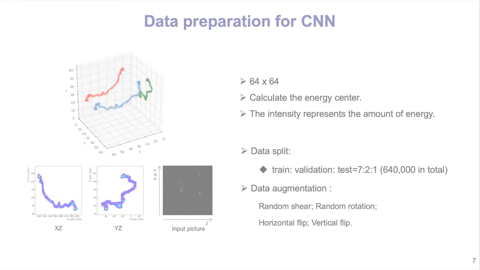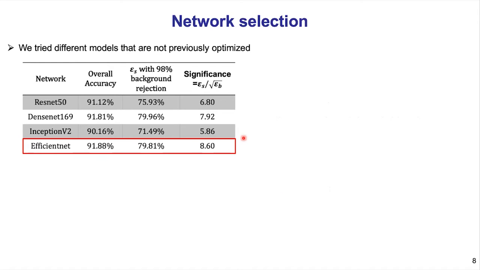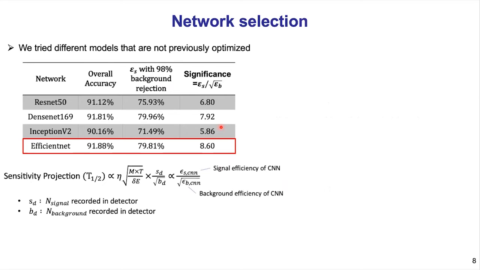Before choosing our benchmark model, we need to compare the results of different models that are not optimized. As shown in the figure, epsilon s means signal, which is the pass rate of neutrino-less double beta decay. So epsilon b is the background recognition rate. Since the performance of the instrument is determined by epsilon s divided by root epsilon b, as you can see in the formulation here, we define it as significance. We can see clearly that EfficientNet performs best, so we decided to use EfficientNet as our benchmark model.